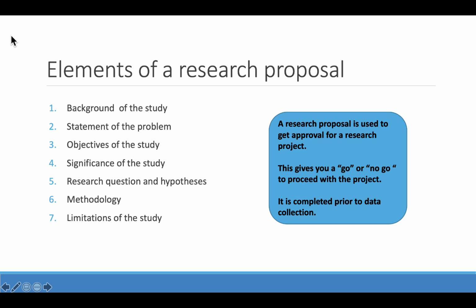So what are the elements of a research proposal? Well, first of all, you need to give us some background of the study. What is it that drew you into this particular topic? Was it a business that you wanted to work with, or a particular product that you're interested in understanding? So give us the landscape, the background of that. And then the statement of the problem.